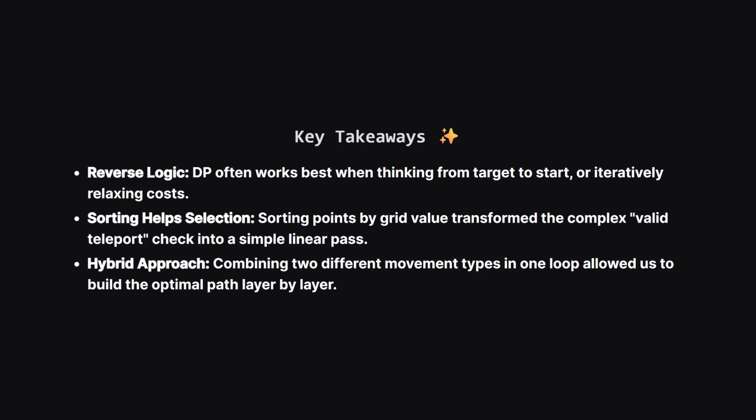So let's wrap it up. We looked at a really cool way to solve this. The key takeaways? First, dynamic programming can be iterative. We built the solution one teleport layer at a time. Second, sorting the grid points was the aha moment that made the teleport logic efficient. Instead of searching the whole grid for valid jumps, we just walked through a sorted list. It's a great example of how pre-processing data can simplify your main algorithm.